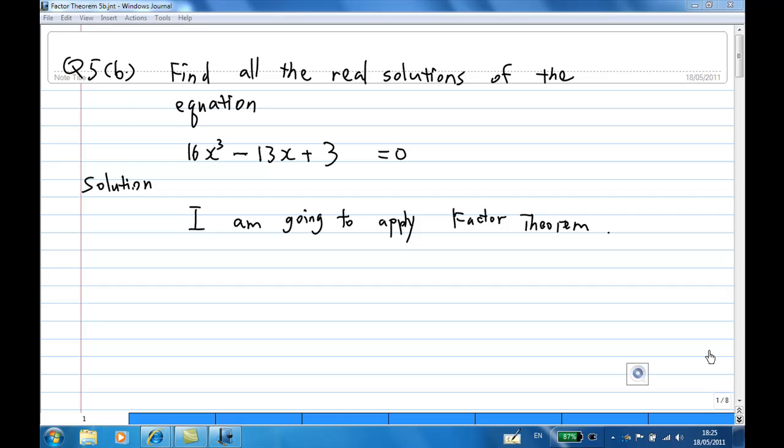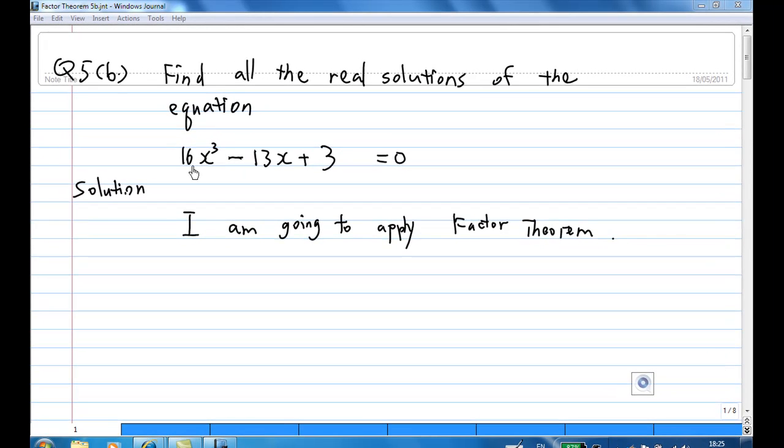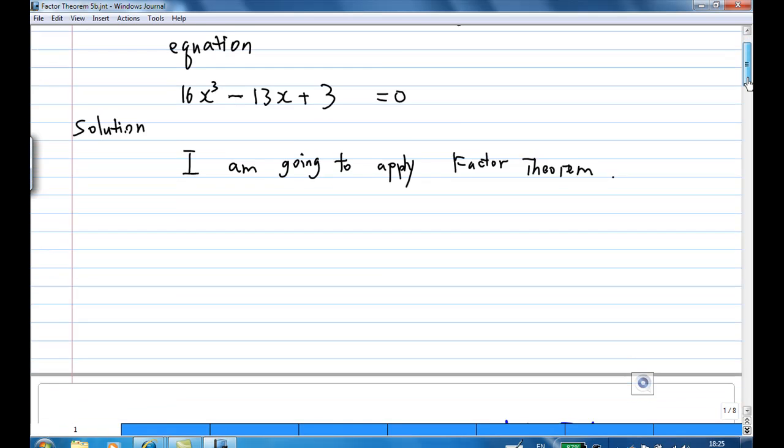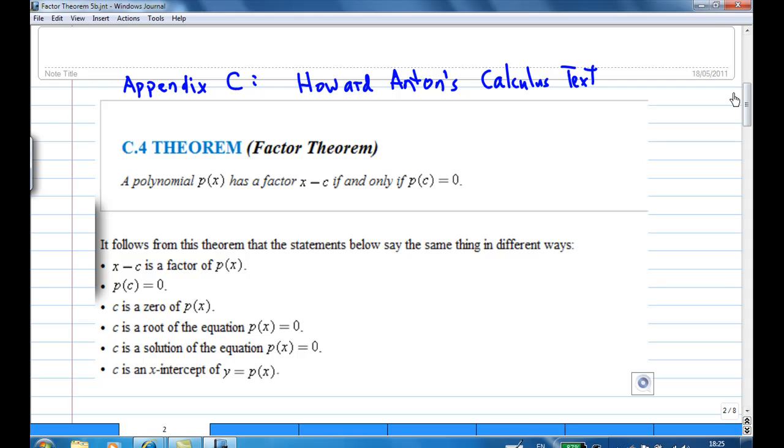This recording will show you how to apply the factor theorem to solve a polynomial equation. We are given the polynomial equation 16x cubed minus 13x plus 3 equals 0. I'm going to apply the factor theorem. The factor theorem is mentioned in Appendix C of Howard Anton's text.